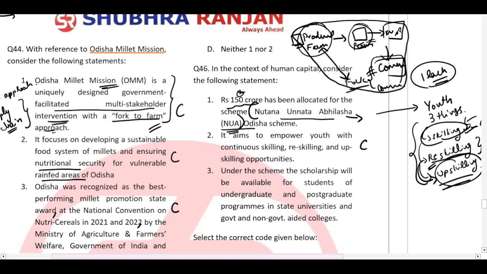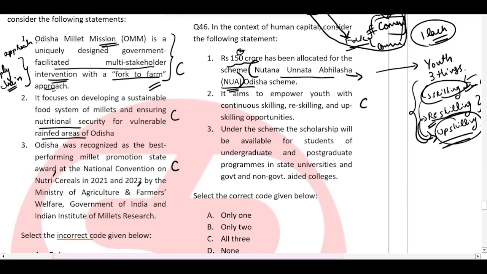Under this scheme, scholarship will be available for students under the postgraduate programs in state universities, government and non-government aided college. Which of the following are correct? So for the answer now, I have ignored the Google search and I'm going by the given data. So if we consider this as correct and 150 crore as correct, this is also correct. Option C is also correct. So all three are correct. Hence option 3 is the correct answer.